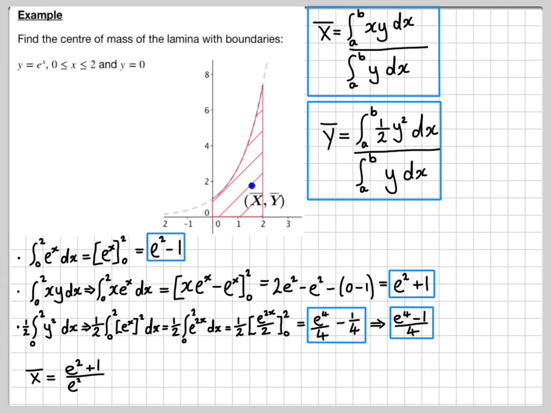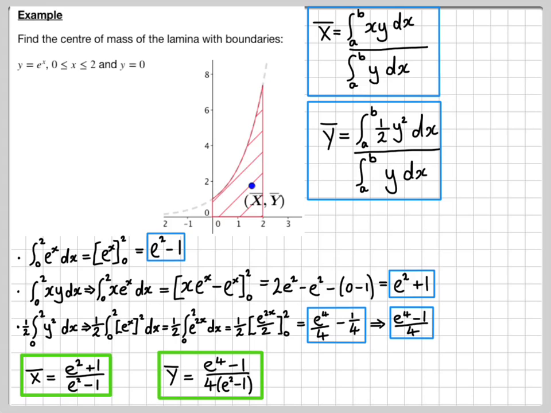So in that case I'll get that x bar is equal to e squared plus 1 over e squared minus 1. And for y bar, I will get e to the 4 minus 1 over 4, parenthesis, e squared minus 1, close the parenthesis. In an examination, that would get you full marks.